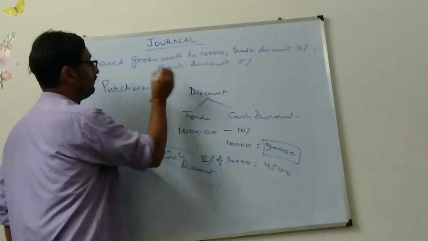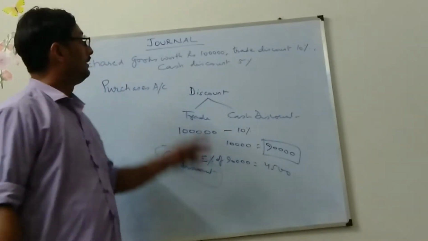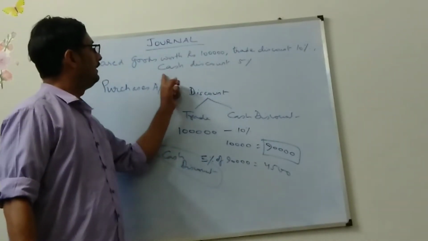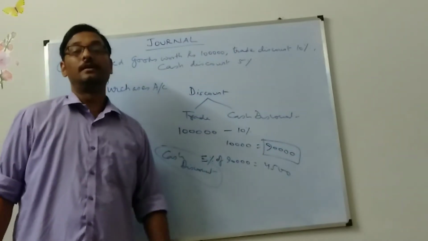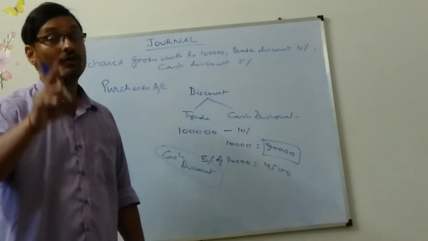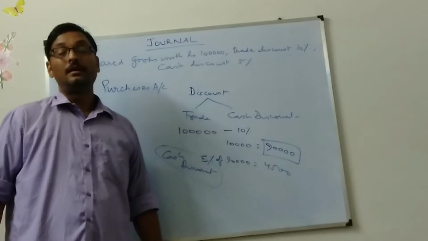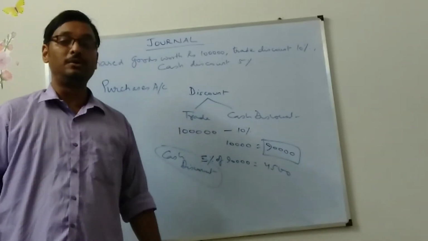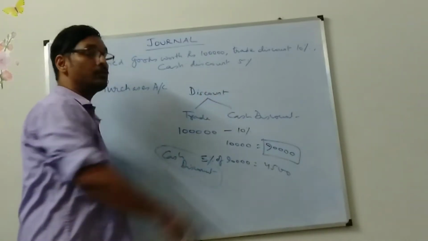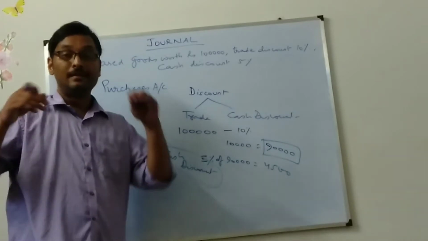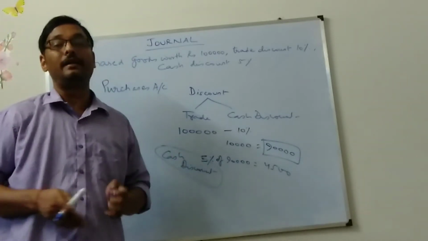Purchases account. First one is purchases account. Second one is what? See, cash discount is given. That means that person has not taken money from you. If that person would have taken money from you, then why would he be giving you cash discount? Something has to be there in your mind.